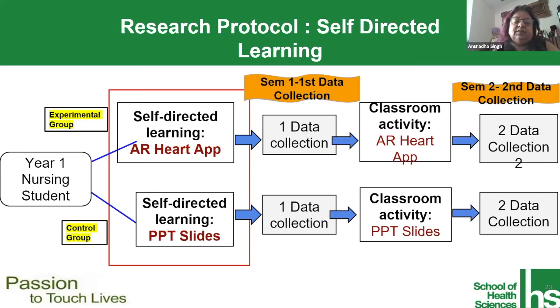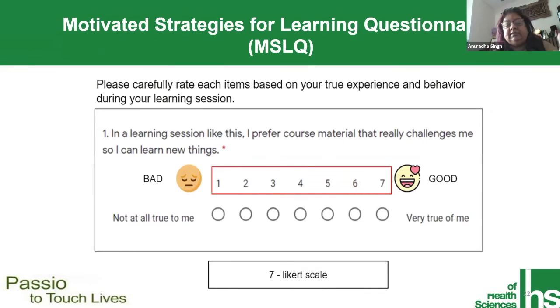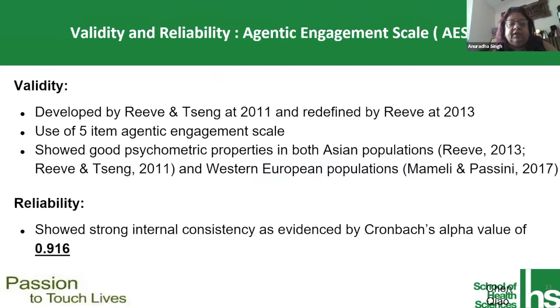So this is the first part, where we were comparing the self-directed learning between the AR-HEART app and the PowerPoint slides. And of course, the validity and reliability of the Motivated Strategies for Learning Questionnaire was tested, reliability using Cronbach's alpha. I'm not going into all those details because I want to show you my results. So the MSLQ is very well known, and it is on the Likert scale 1 to 7.